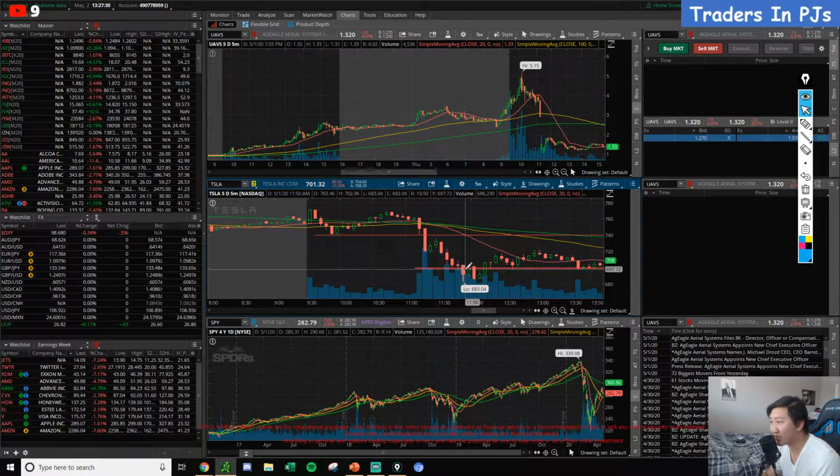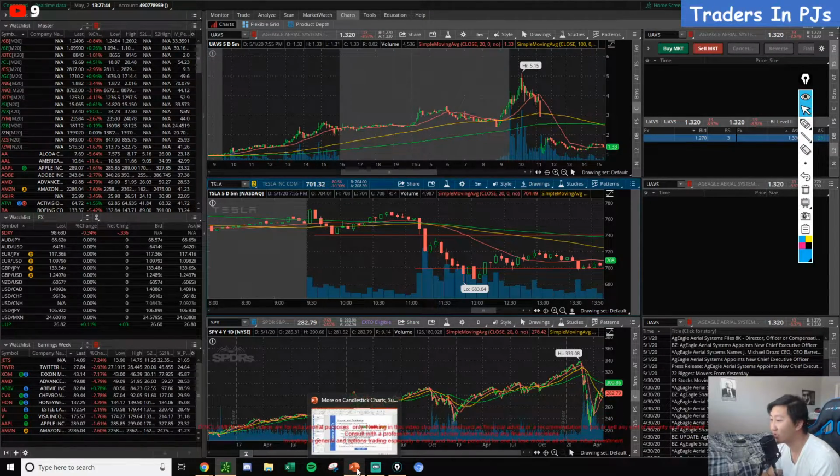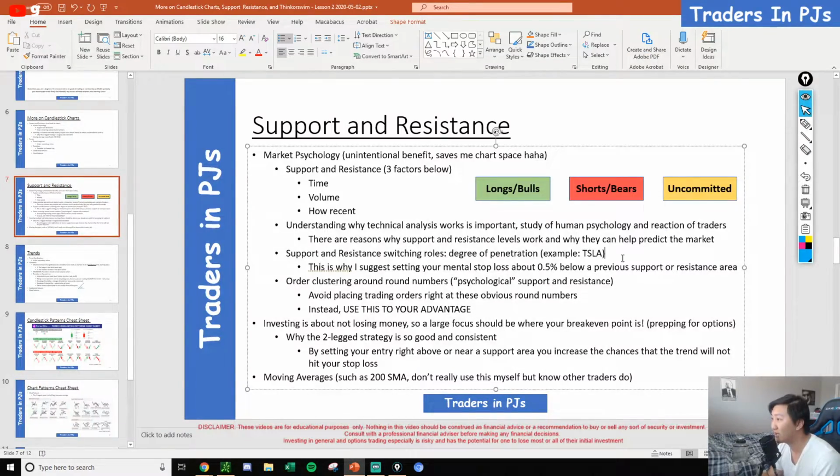Now, after it breaks through, it's going to switch roles, because now it's above the current stock price, and it becomes a future resistance area, which is at the 740 mark. Hopefully that makes sense. If it doesn't, please ask your questions in chat, and I'll answer them as best as I can. This is why it's important to set your mental stop loss at a previous support or resistance area.